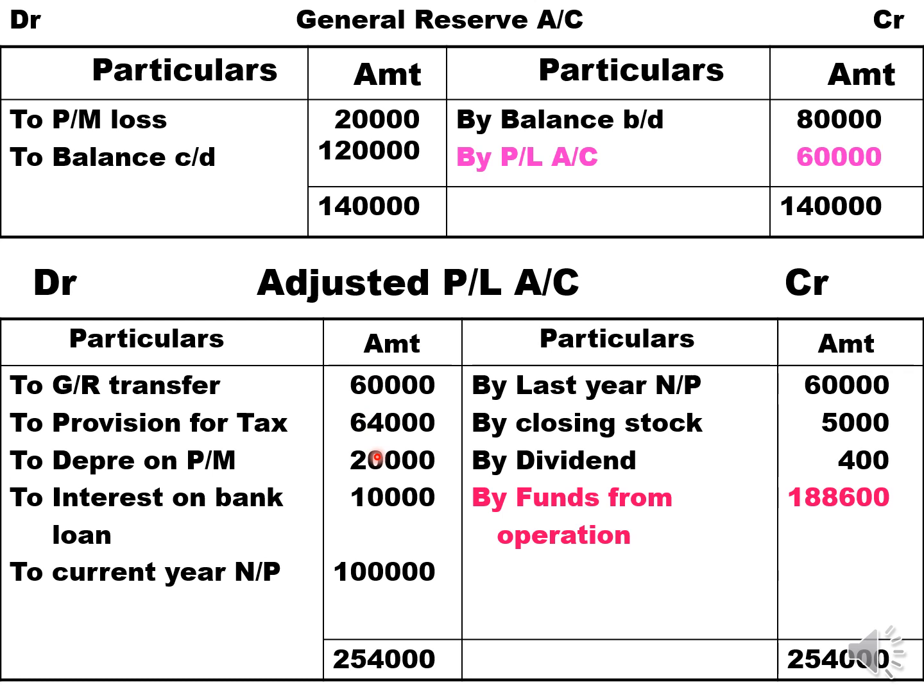Then provision for tax 64,000. Depreciation on plant and machinery 20,000. Interest on bank loan 10,000. Current year profit. Credit side, last year net profit. Then overvaluation of closing stock 5,000. Then dividend 400. Total dividend received is 600. 200 has gone to investment account. 400 has come to adjusted PL account. So you get an answer of FFO 1,88,600.